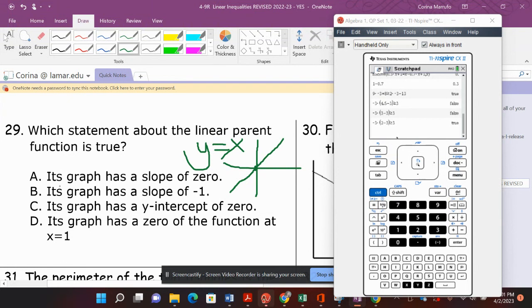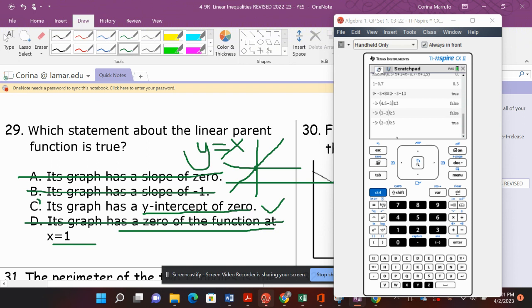So let's see. It's graphed and it has a slope of 0. That is not true. A slope of 0 would be a horizontal line, and that's not the case. The graph of the slope is negative 1. That's also not true because it should be going down. Its graph has a y-intercept of 0. This one is true. The graph has a 0 of the function at x equals 1. That is not true. So our answer is C.